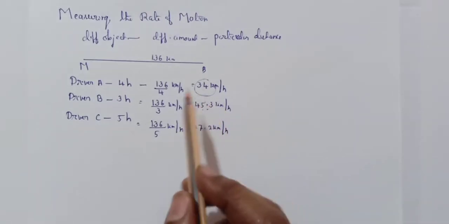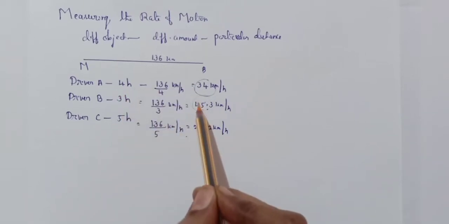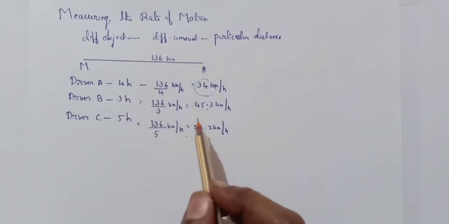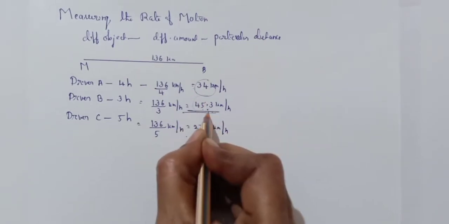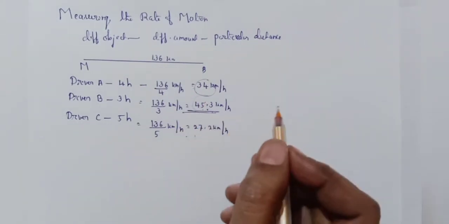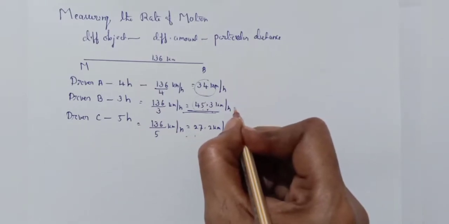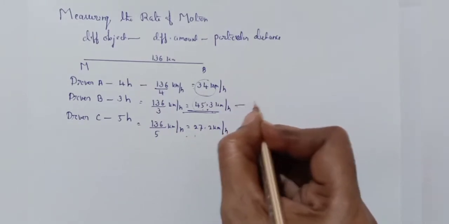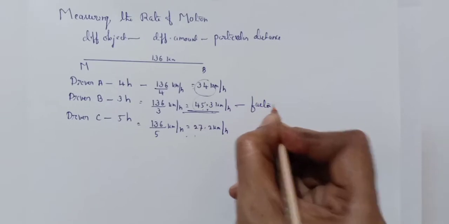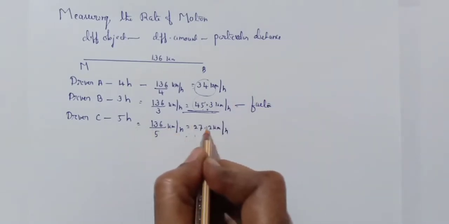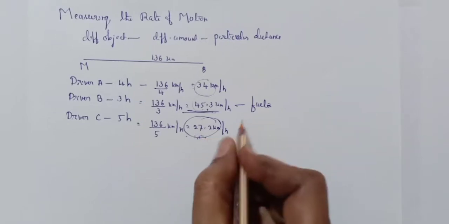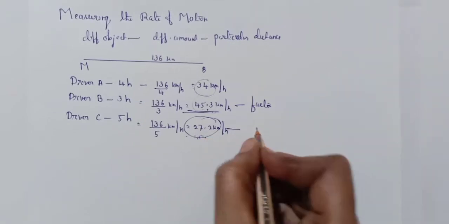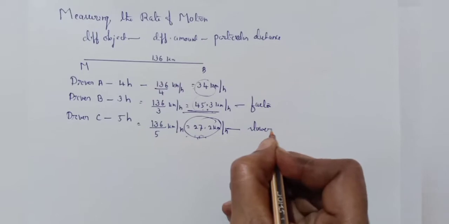See the rate of motion of drivers A, B and C. The rate of motion of driver B is more, so driver B's driving is faster. And the rate of motion of driver C is less, so driver C's driving is slower.